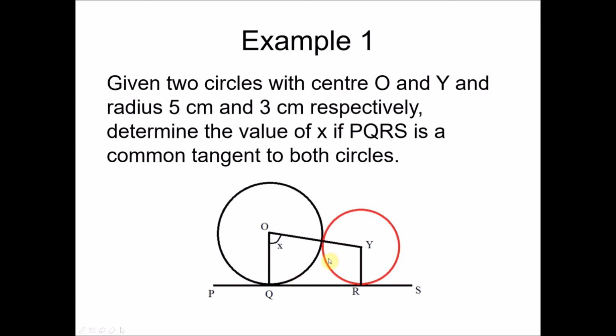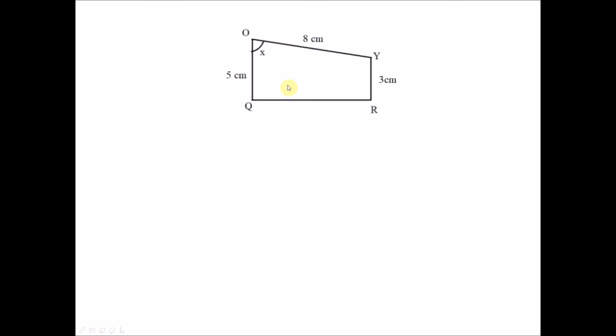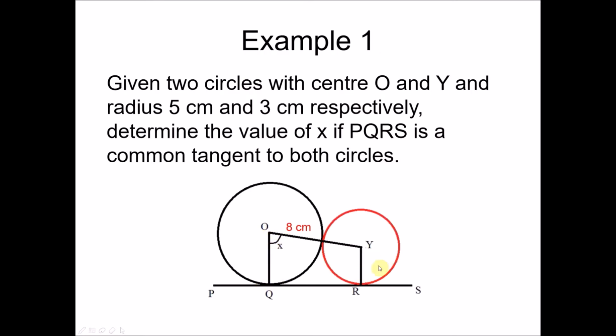So we try to fill in the values for the sides and the angles here. Since this is the radius for the big circle, which is 5 centimeters, and here we have 3 centimeters, the total from O to Y is 8 centimeters. 5 plus 3, we have 8. With this information, we can redraw the polygon such that we have this. 8 is from O to Y. YR is the radius of the small circle, 3. OQ is the radius of the big circle here. This is 5, this is 3.